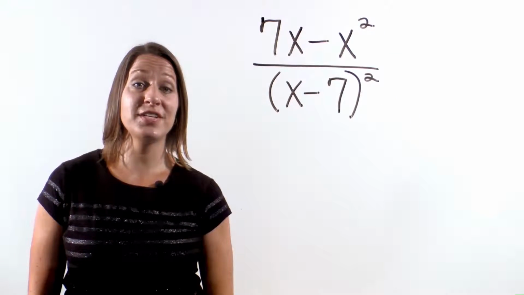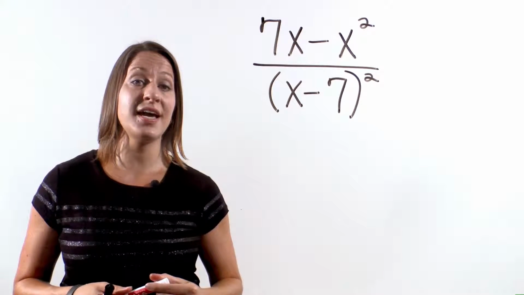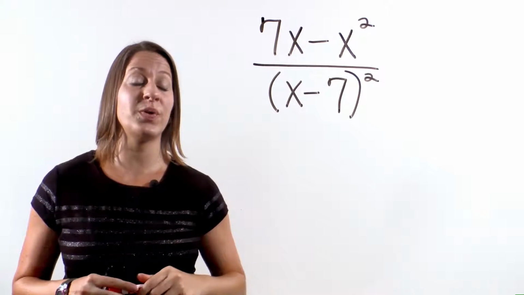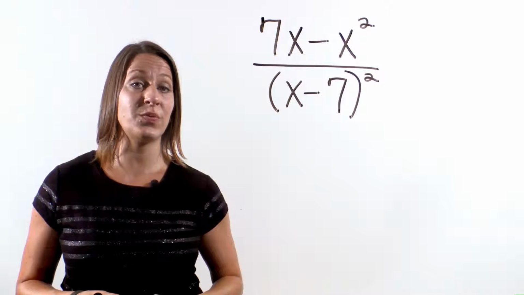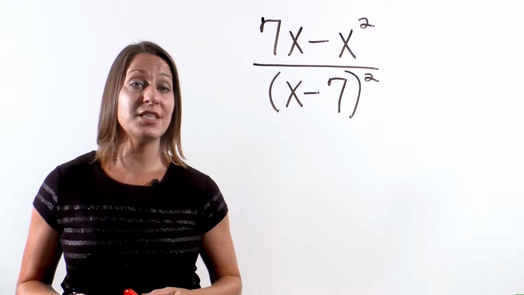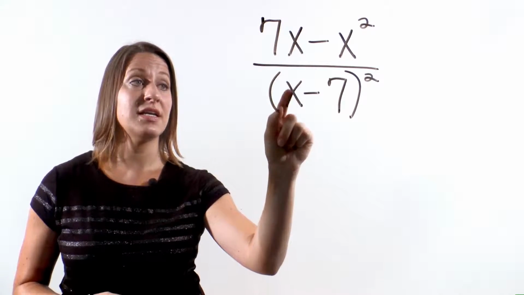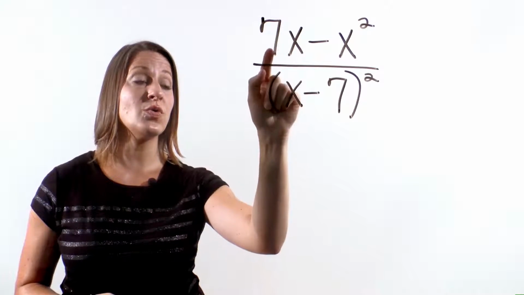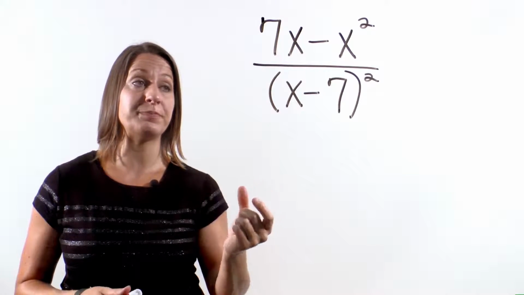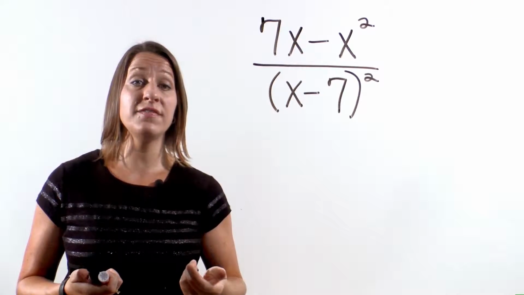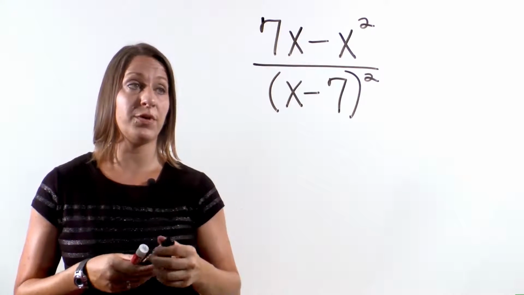Okay, let's try another example. Let's simplify the rational expression 7x minus x squared over x minus 7 quantity squared. Now, like I said in the previous example, we cannot start canceling x terms or the 7s because they're already inside of a binomial. But let's go ahead and factor by breaking them back into a multiplication problem and see what we can work with.